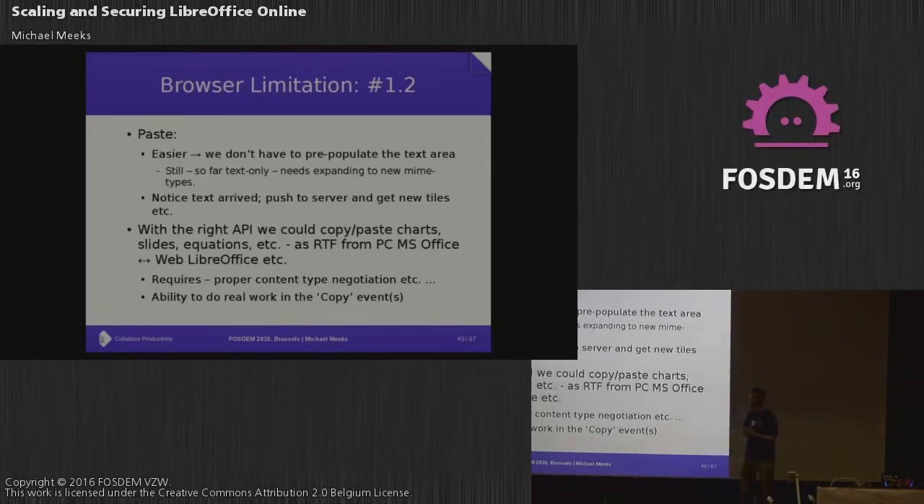And really, a copy and paste API needs several things. Basically, it needs content type negotiation. So you can say, I'd rather not have text if you've got something better. What about RTF or something else, HTML even. And we also need the ability to do real work in the copy event handler. So, that means remote process, remote RPC.